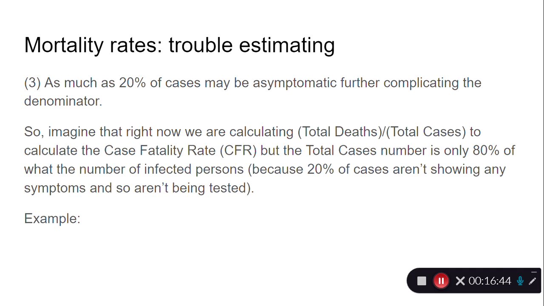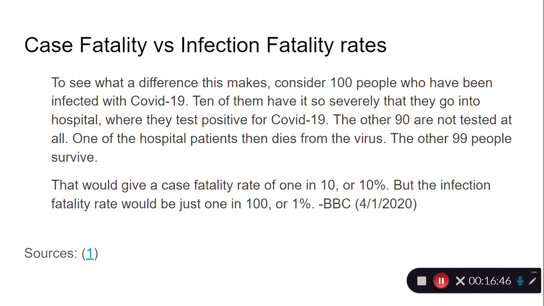So here, let's do an example. Imagine that there's 100 people who have been affected with coronavirus and have COVID-19. 10 of them have it so severely that they go into the hospital where they test positive for COVID-19. The other 90 are not tested at all. One of the hospital patients then dies from the virus. The other 99 people survive. The case fatality rate then would be 1 in 10. You've tested 10 people, one of them died, that's 10%. But the infection fatality rate would be 1 in 100, or 1%.